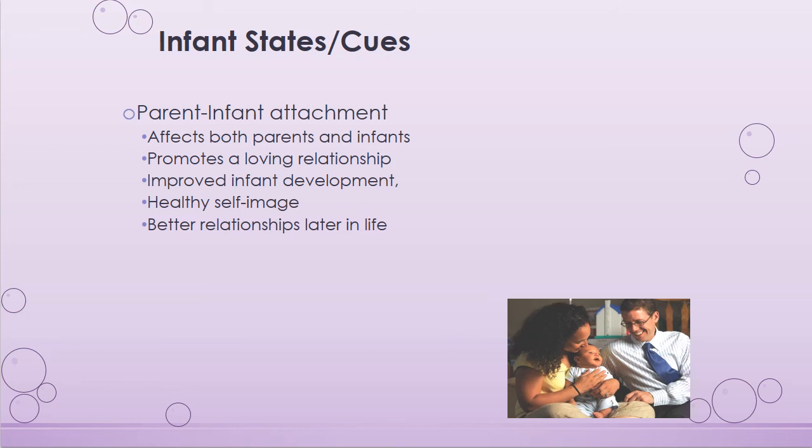So, infant states and cues, we're wanting to look at parent-infant attachment. It does affect both parents and infants. It promotes a loving relationship. It improves infant development and they develop a healthy self-image. So we want to make sure that mom and baby and dad and baby are attaching appropriately because we want to see that this helps set them up for better relationship life.